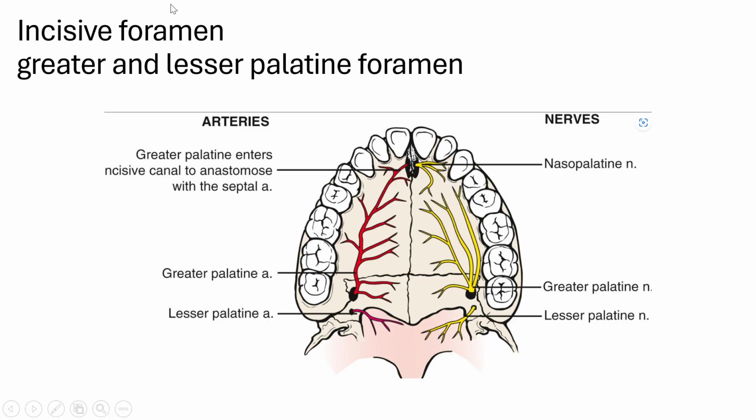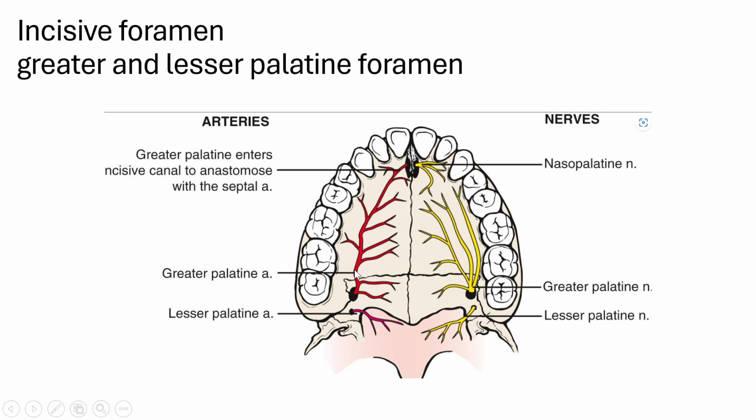First is the incisive foramen. So here is the incisive foramen, and the greater and lesser palatine foramen. You can see the greater and the lesser palatine foramen. So what passes through the greater palatine foramen? The greater palatine nerves and vessels. So you can see the greater palatine nerve, the greater palatine vessels.